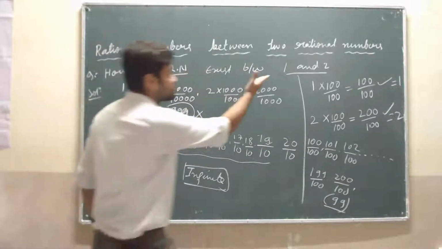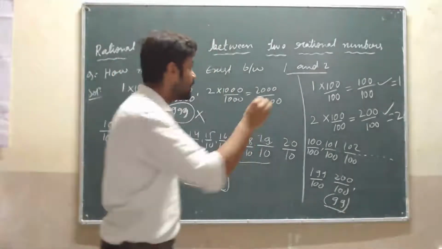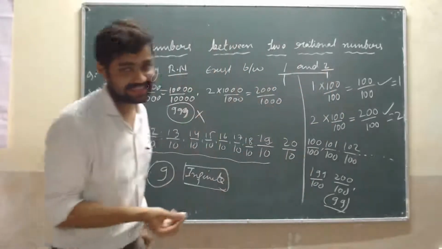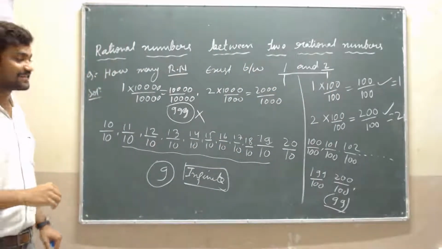Don't worry. 1 by 1 is a rational number. 2 by 1 is also a rational number. So, like that.